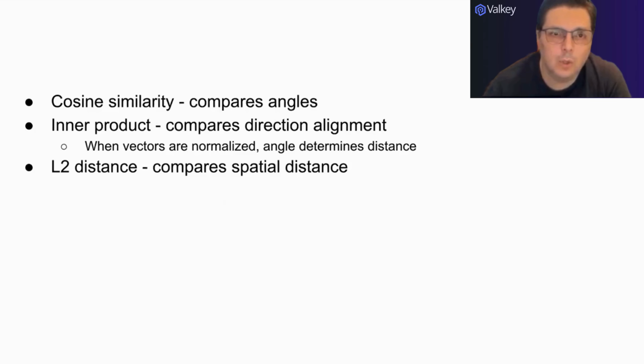Let's summarize. With cosine similarity, we compare angles. With inner product, we compare directional alignment. And with L2, we compare the actual distance.